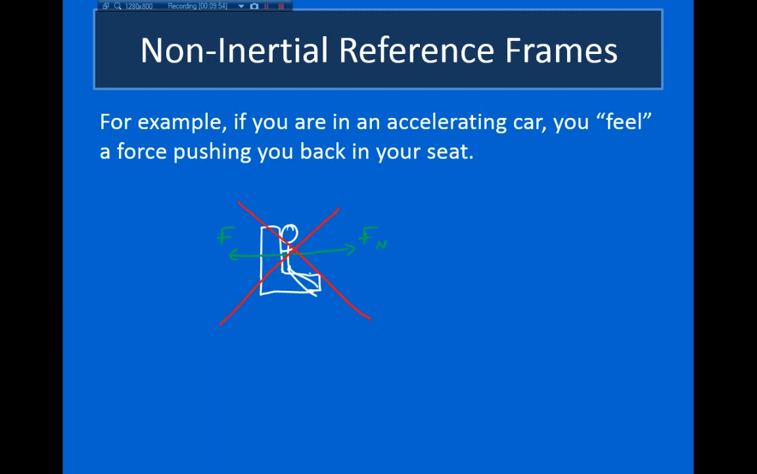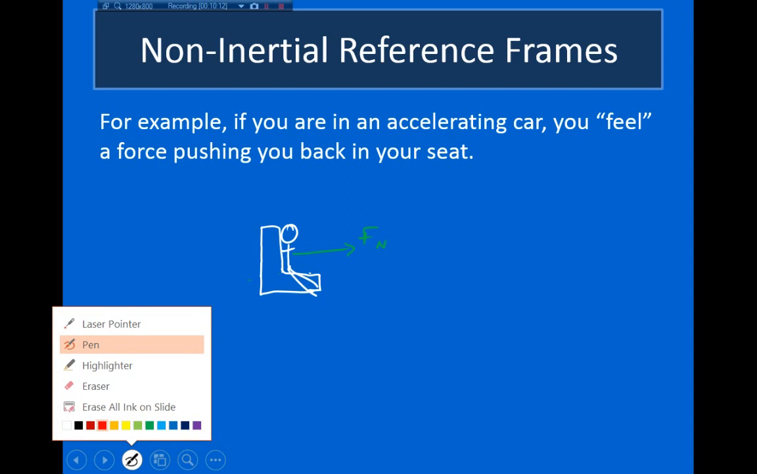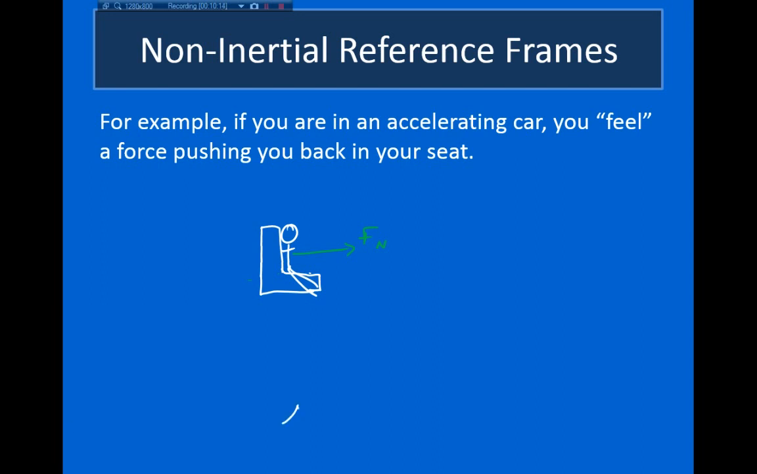This is wrong because you're trying to apply Newton's laws to an accelerating reference frame. The reference frame inside an accelerating car is a non-inertial reference frame. Okay, in fact, there is no force that's pushing you back in your seat. And the way we can see this is, consider now a person who's standing on the side of the road.